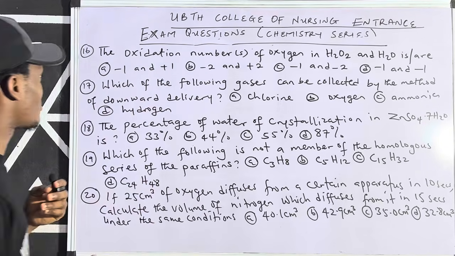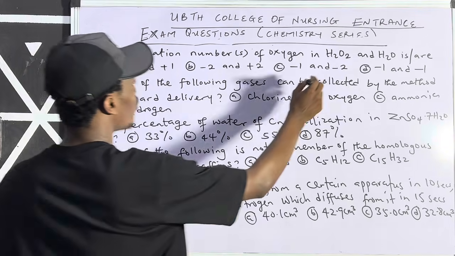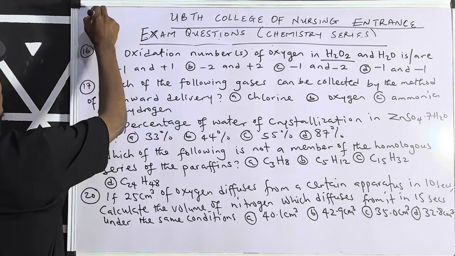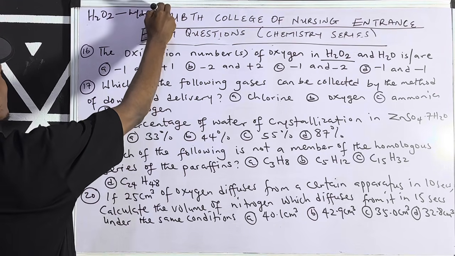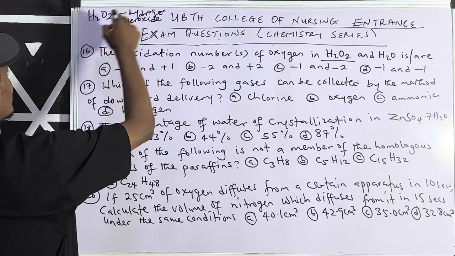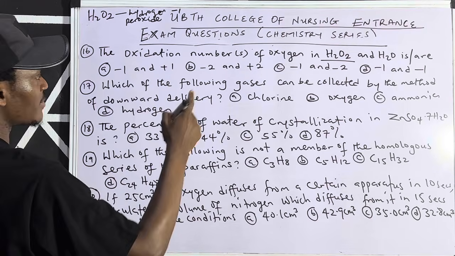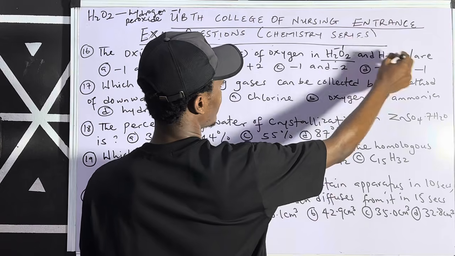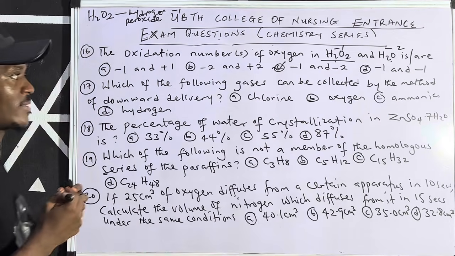Alright. So looking at this question now, the oxidation numbers of oxygen in H2O2, which is hydrogen peroxide. H2O2 is the formula of hydrogen peroxide. And the oxidation number of oxygen here is -1, while in other compounds it is -2. So the oxidation number of oxygen in this is -1, in this -2. So -1, -2, option C is the right answer.